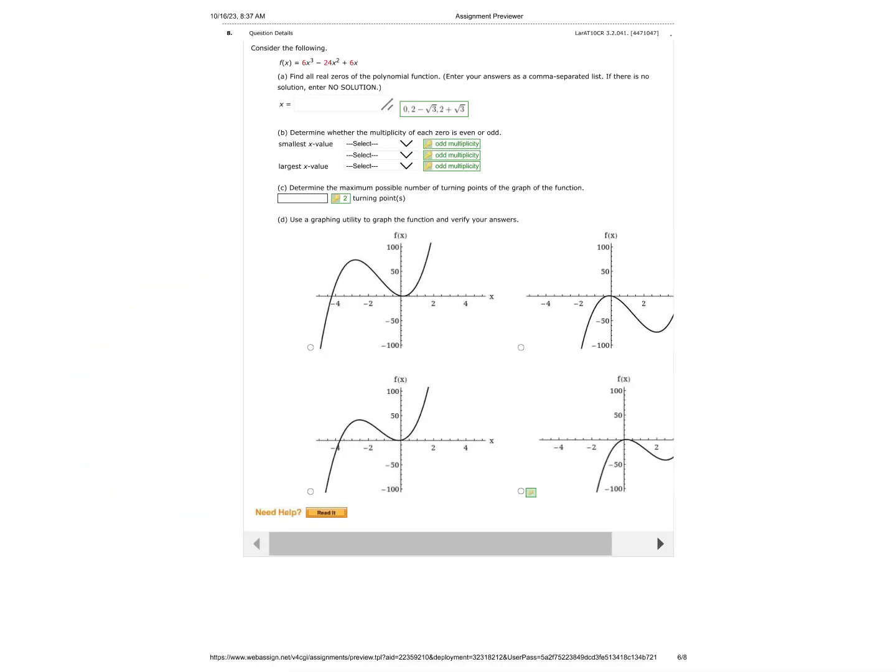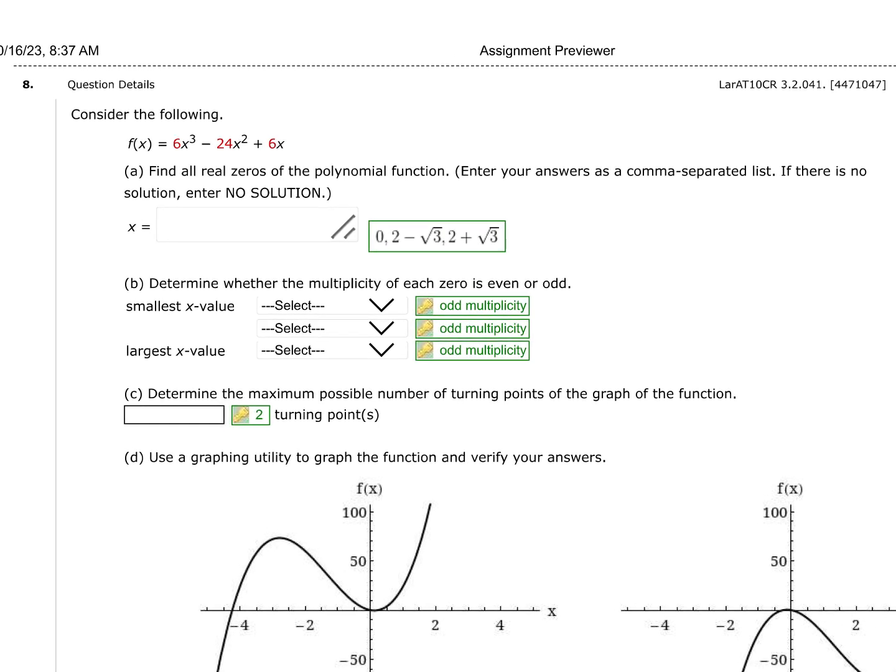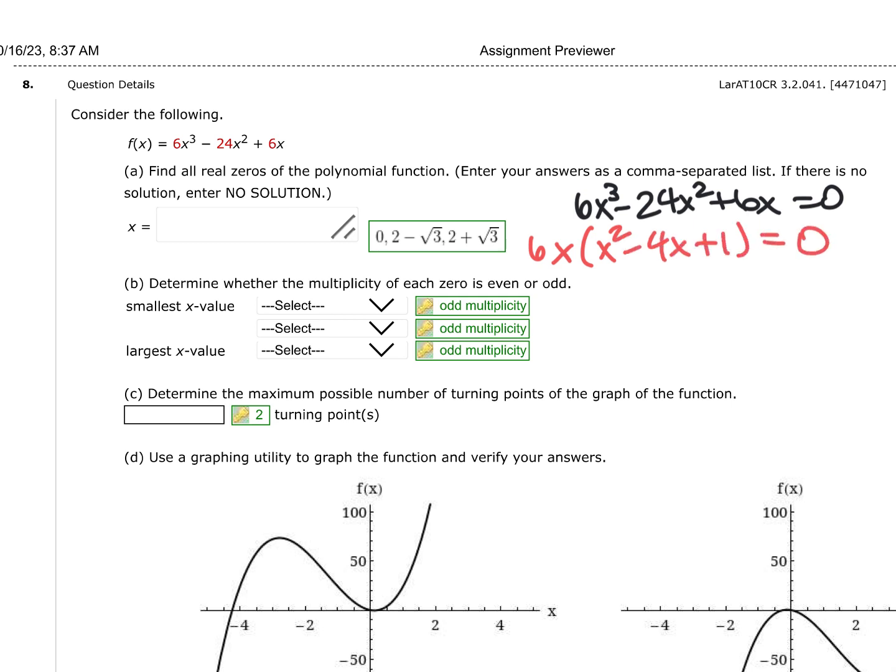Okay. Let's try this next one. It says, consider the following, find all the real zeros, and then, of course, put a comma in between. All right, so this one's going to take a little bit more work because I actually have to completely factor it out first, all right? So I'm going to set it equal to 0. They all have an x in common, so I'm going to take out an x and a 6 actually. So I would have x squared minus 4x plus 1 equals 0. And that makes me have a 0 at 0, because if I set 6x equal to 0, I get 0. So x equals 0 is one of my solutions.